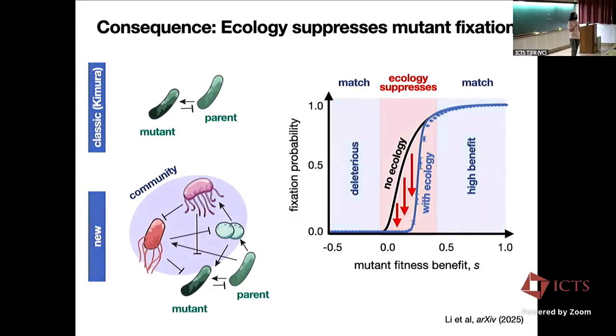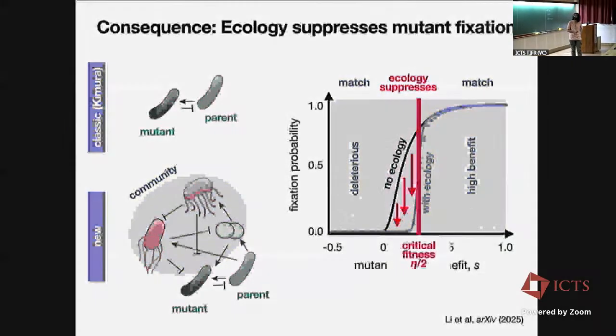And importantly, not only do you see a strong suppression, you see an almost switch-like behavior in what used to be a very gradual increase in the fixation probability, which is below this critical fitness benefit, which is given by eta by 2. You almost never fix, and above it, you almost always fix.